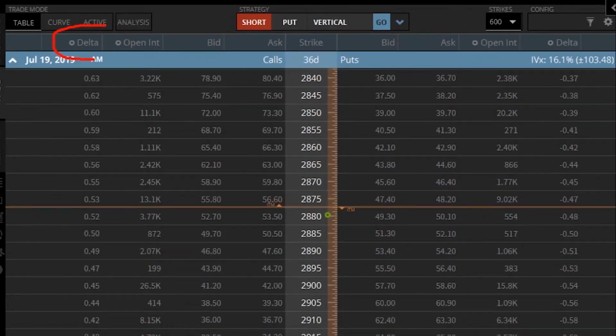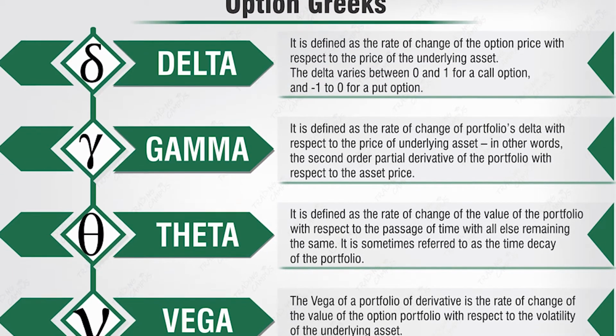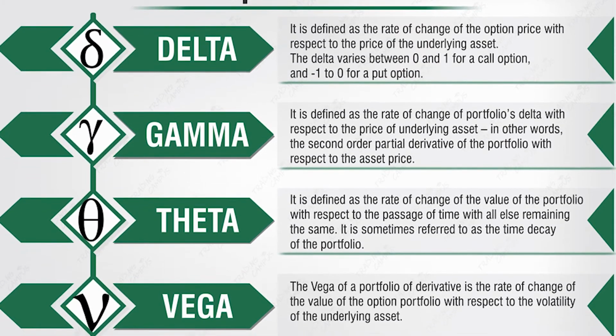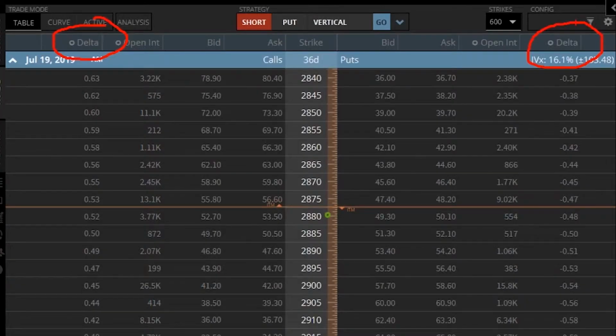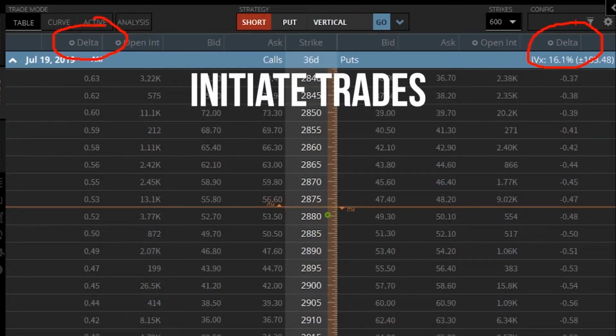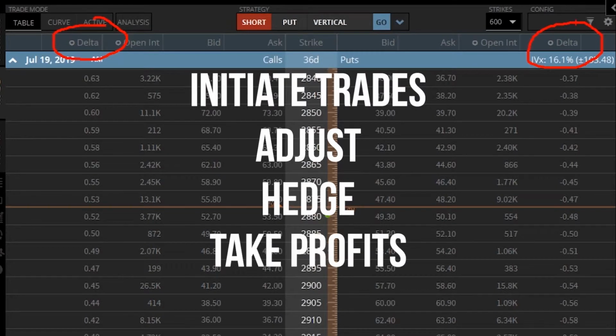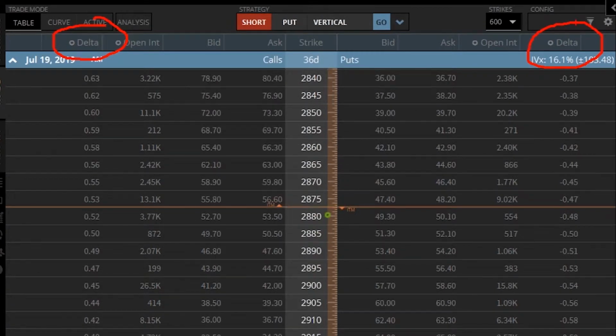The next thing I want you to understand on an option chain is delta. Delta is very, very important, and here on this option chain we have it set up on both sides. Delta is an option Greek, one of the four main option Greeks, and delta is the most important option Greek, especially when trading the Dorian Way, because we initiate trades at a delta level, we adjust at the delta level, we hedge at a delta level, we take profits at a delta level. So delta is very important for the Dorian Way, but delta should be important for any option trader, regardless of whether you're trading the Dorian Way or some other way.